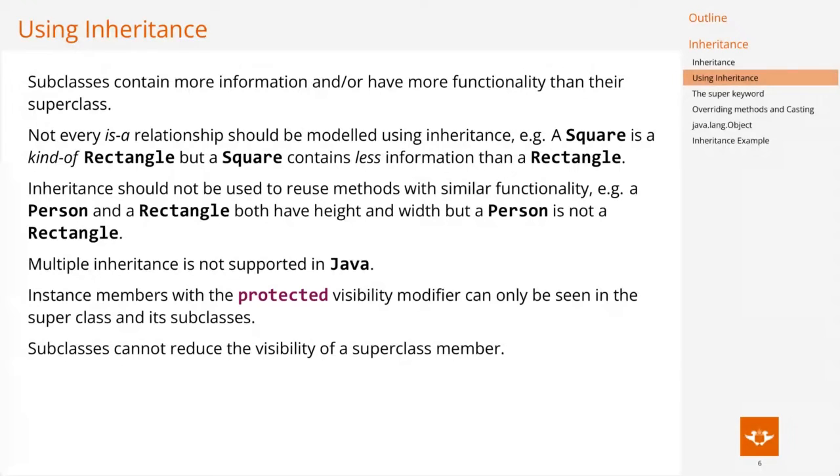And then the last point there that's very important: subclasses cannot reduce the visibility of a superclass member. What does that mean? It means that if you have something declared as public in a parent class, you can't change it to private in a subclass because you're reducing the visibility. So you cannot change that as you go down a hierarchy. Obviously, you can change it to make it more available. You can make something private in your parent class, and in your child class, you can make it public. But you can't go the other way around. You can't reduce the visibility.